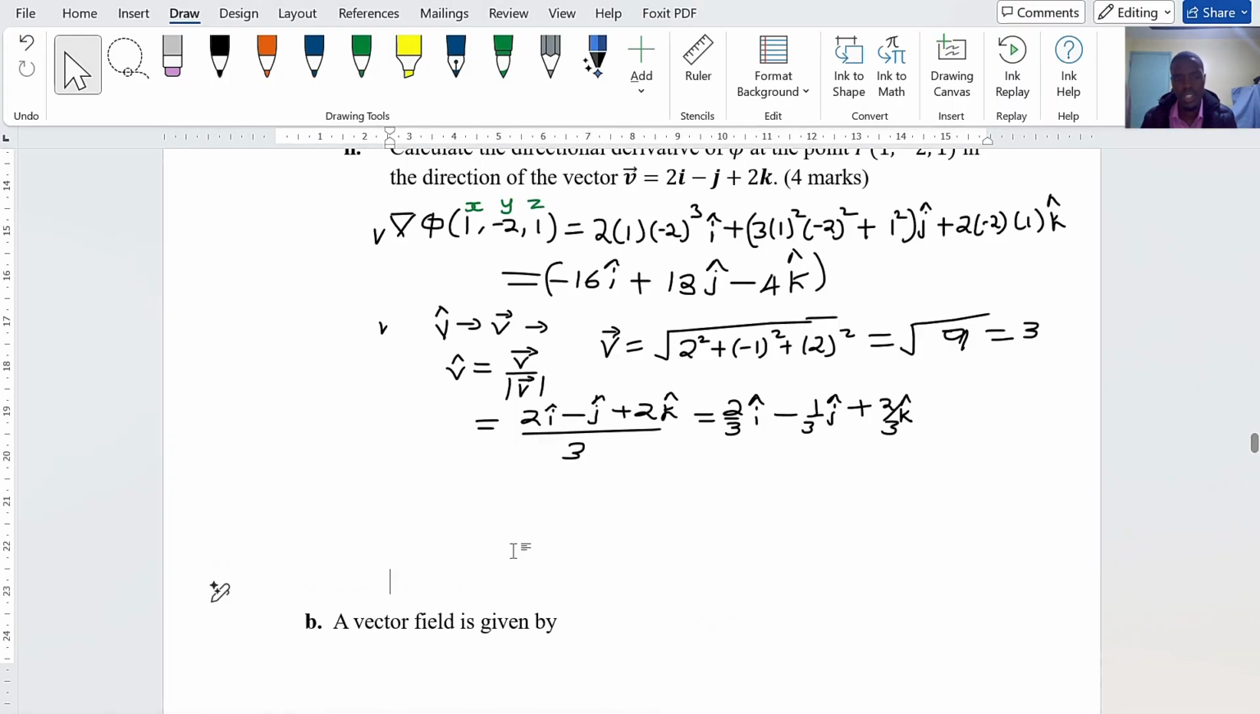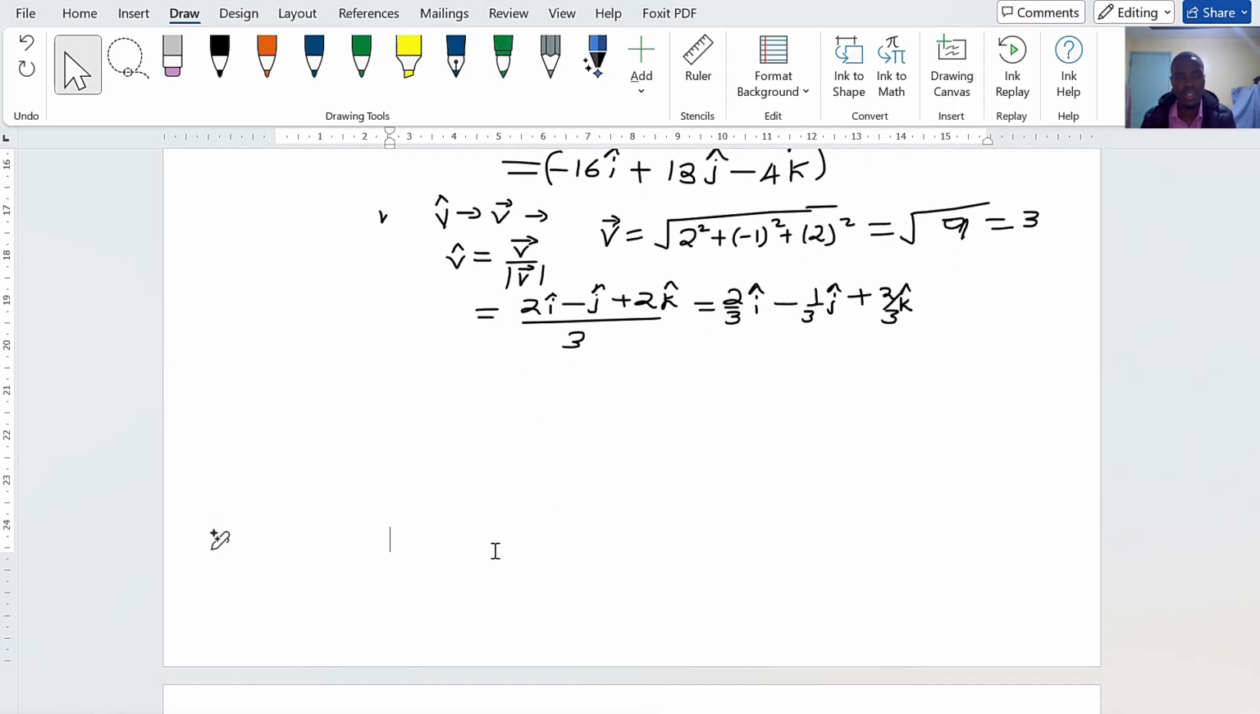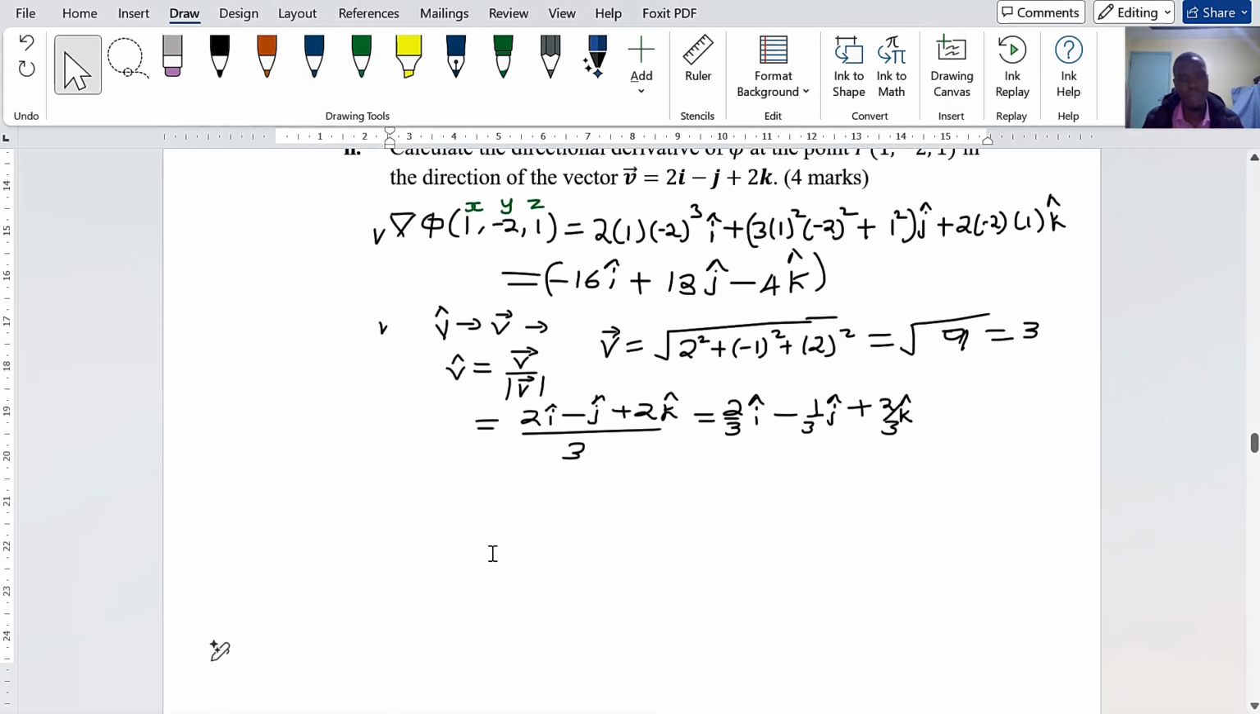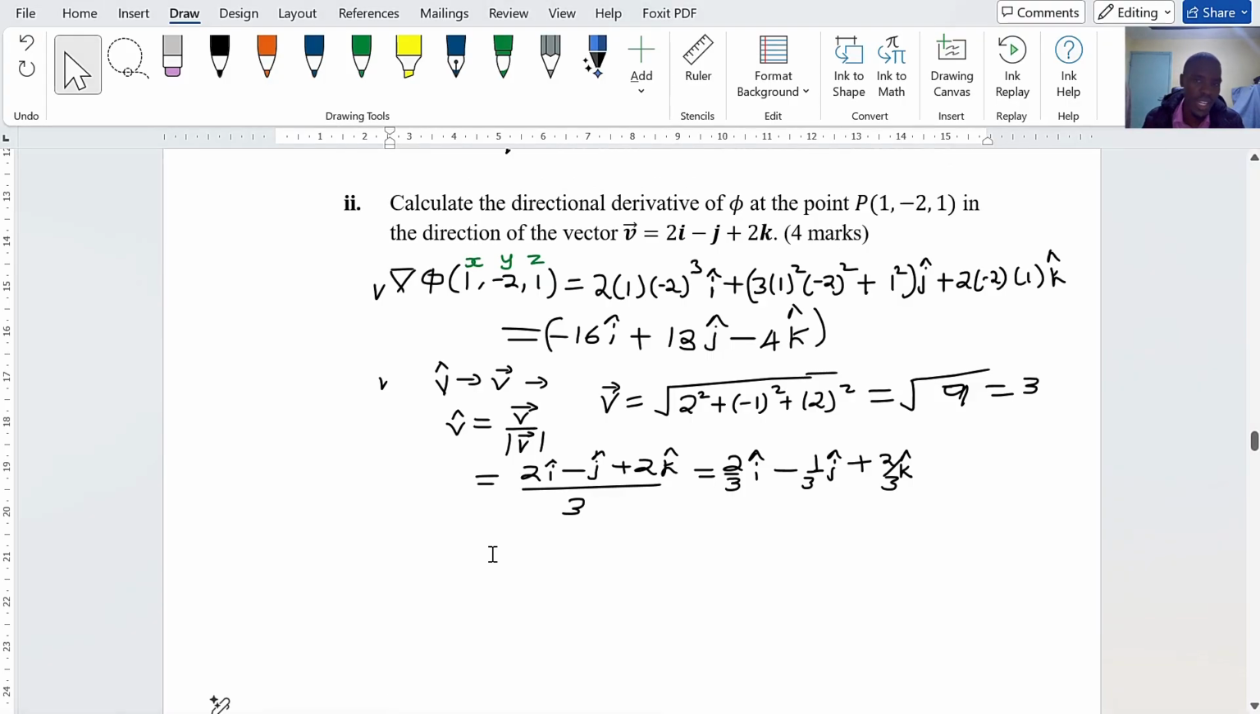Now, we proceed. We were asked to calculate the directional derivative of phi at the point P(1, -2, 1) in the direction of this vector v. The directional derivative of phi in the direction of v is given by the dot product of the gradient of phi and the unit vector in this direction.